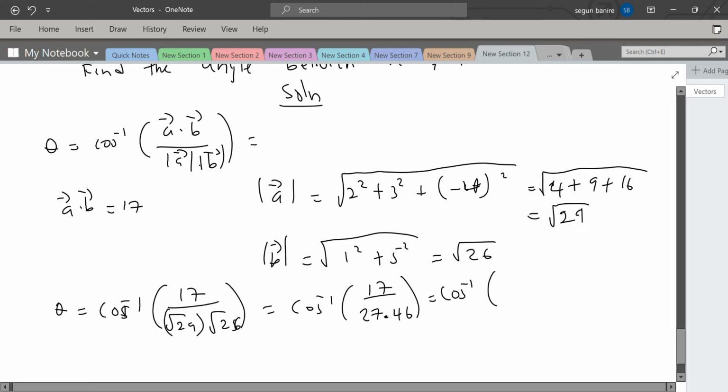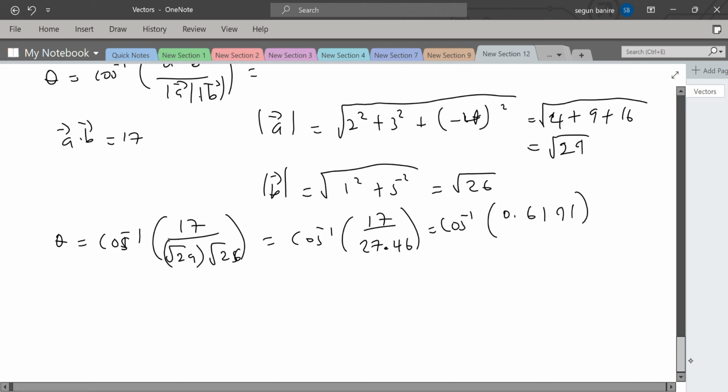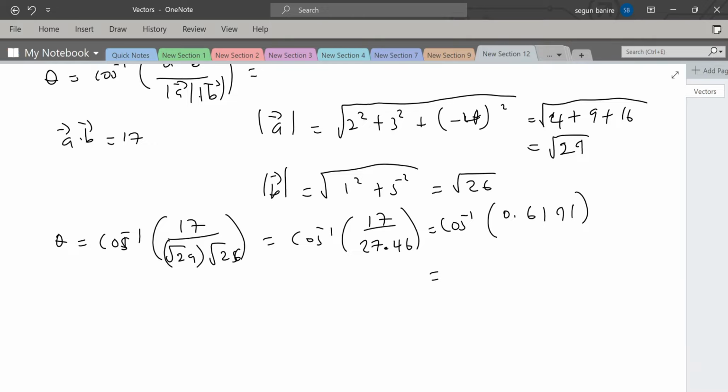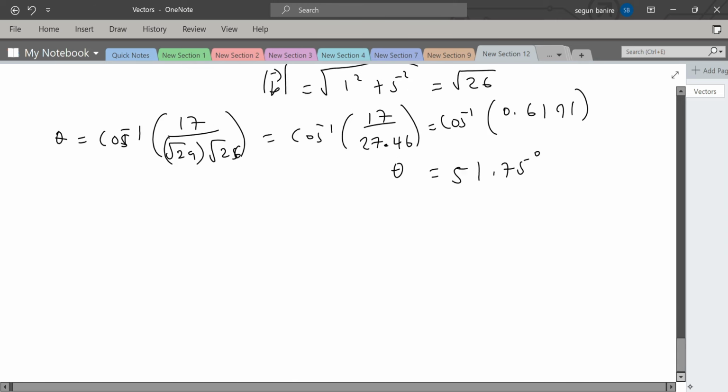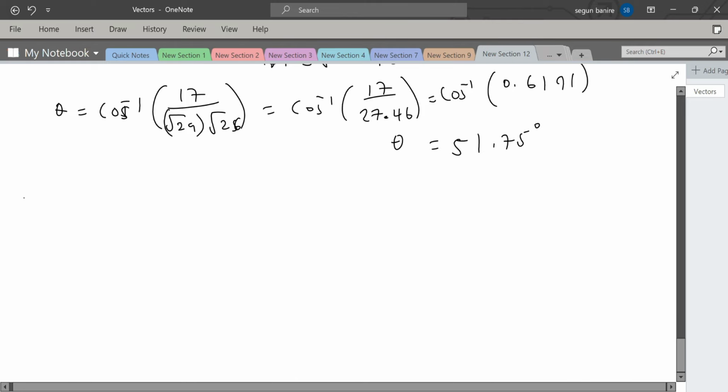Now 17 divided by 27.46 will give you 0.6191. Okay, so shift cos 0.6191 will give you 51.75 degrees. So that is the angle between A and B. Do we understand that? Alright, so that is for the angle between them.